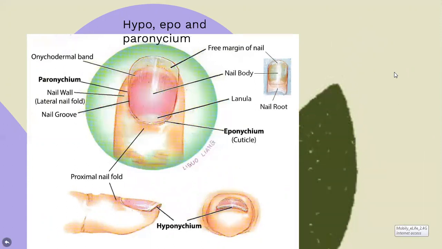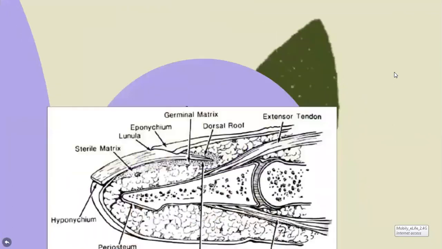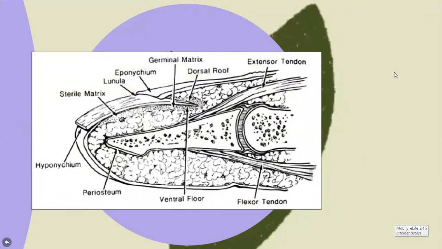The hyponychium is the skin distal to the nail, so it is the skin at the fingertip. The eponychium is the skin fold dorsal and proximal to the nail fold. The nail bed has several important structures which need to be recognized. The lunula is the white, crescent-shaped area of the proximal nail.